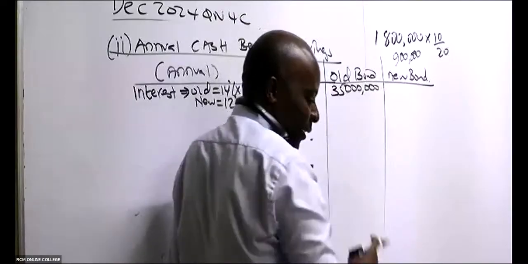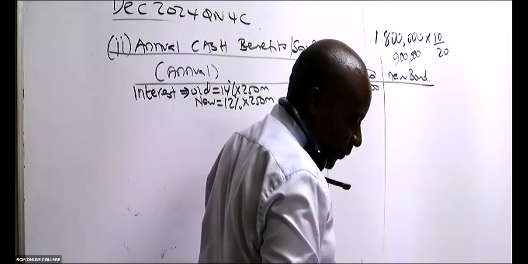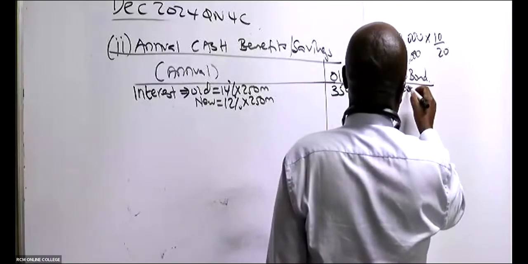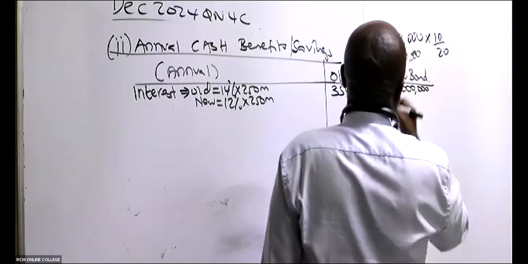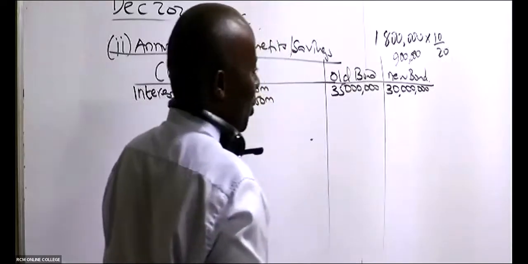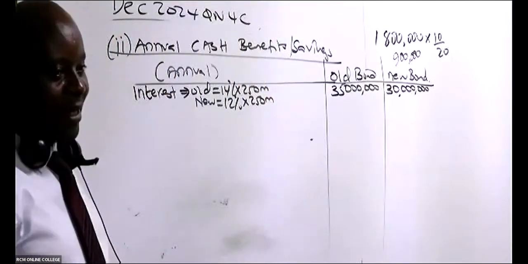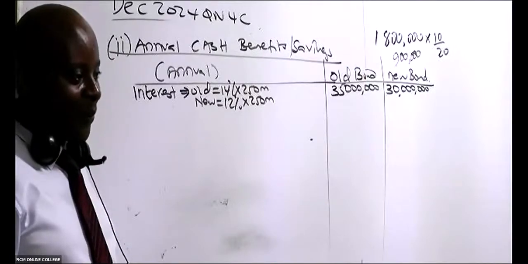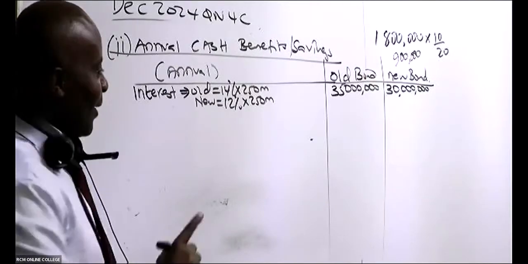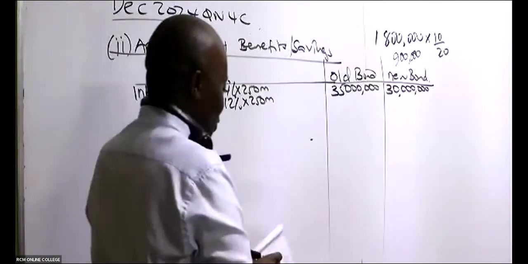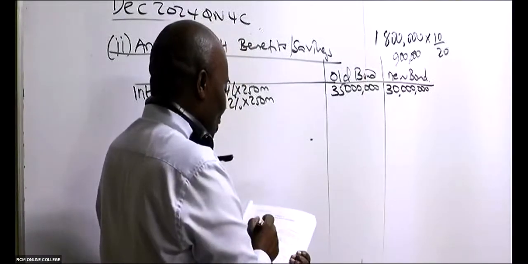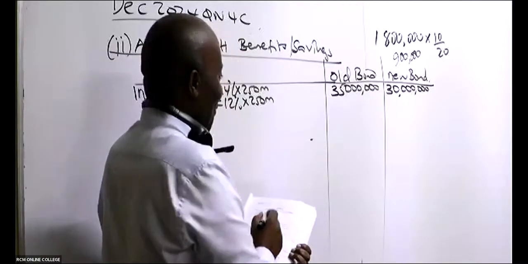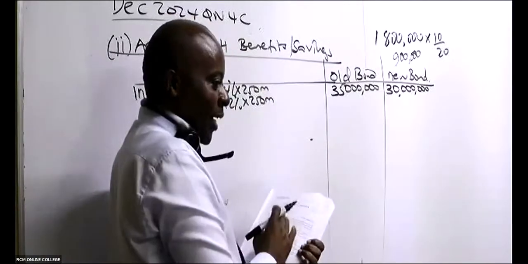How about the new bond? 30 million, right? Thank you very much. The interest. You know, we have the rates of interest, right? Are you able to remember the old bond was 14%? 14% of the total amount, total loan.